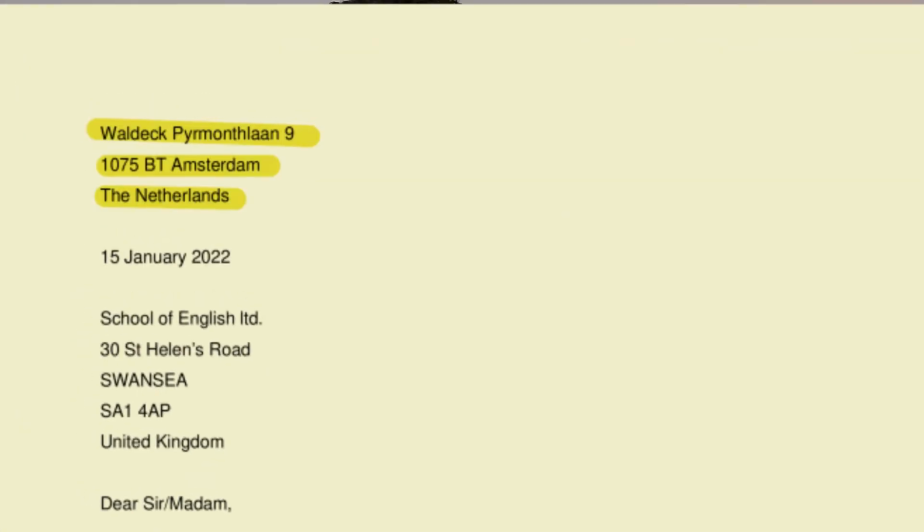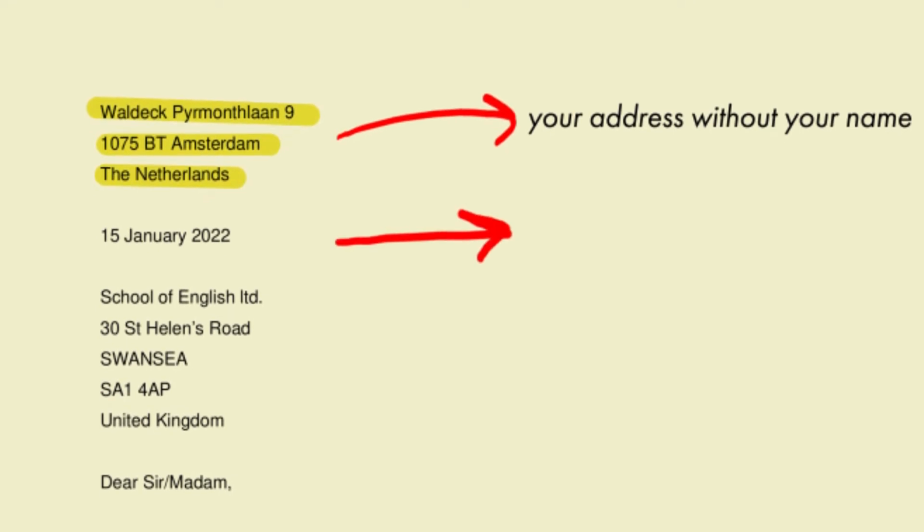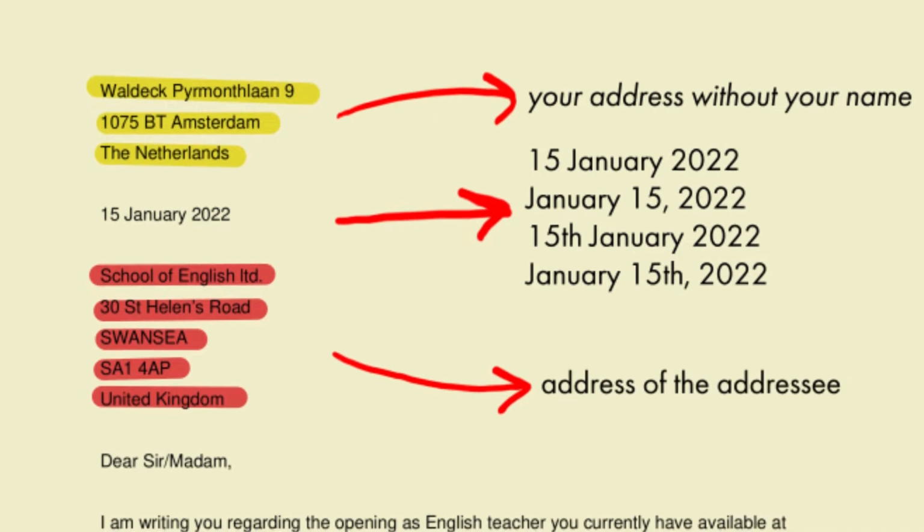So you now want to know what the layout is of a formal letter. Now, I'm going to explain a standard British style formal letter, and you can download an example in the description below. Now, a formal letter always consists of the following parts. We have my own address without my name. Then we get the date, which you can write in any of these following ways. Then you get the address of the addressee, and if you know the person to whom you're writing, you might want to put their name here as well.